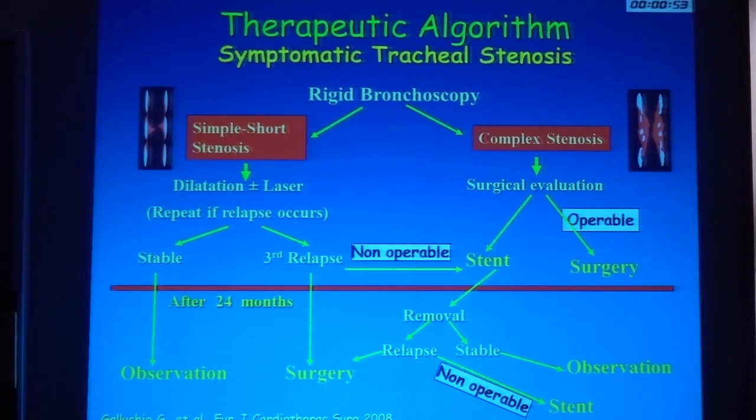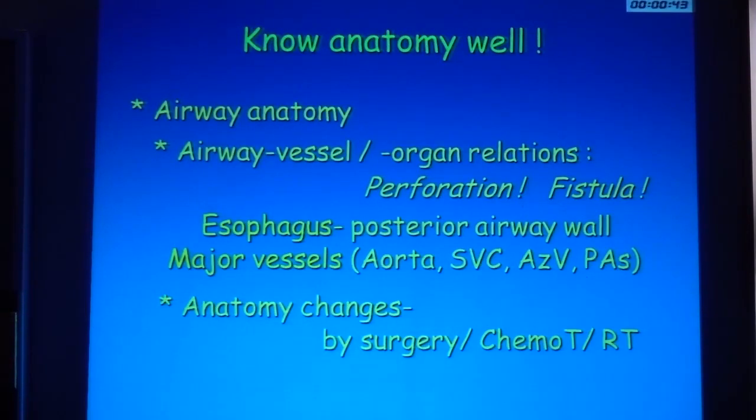After 24 months, maybe assess the results. Maybe the stent can be taken out. Whatever is happening, you act accordingly and know your anatomy well. I am repeating this again. This is important. If you don't know the mediastinal anatomy, airway anatomy, lung anatomy, and the relationships with the organs, vessels, airway, don't dare to do any bronchoscopy, even diagnostic. And also don't forget anatomy changes by surgery, chemotherapy, and radiotherapy. Sometimes you don't find whatever you are trying to find in the right place because of these changes.